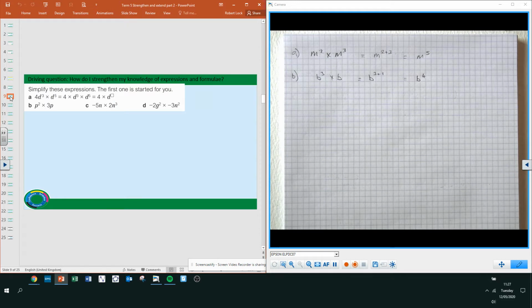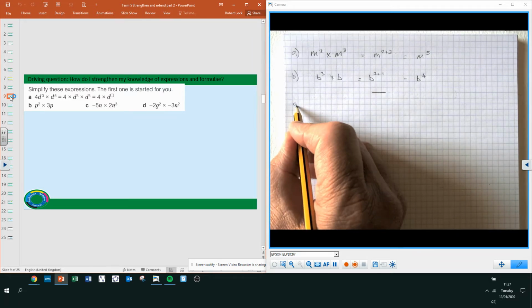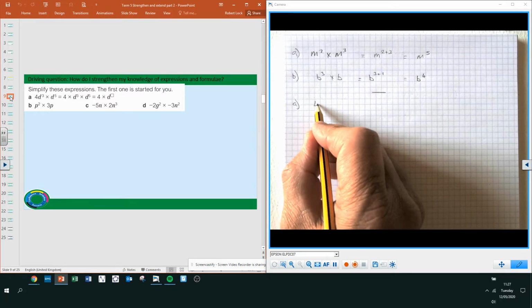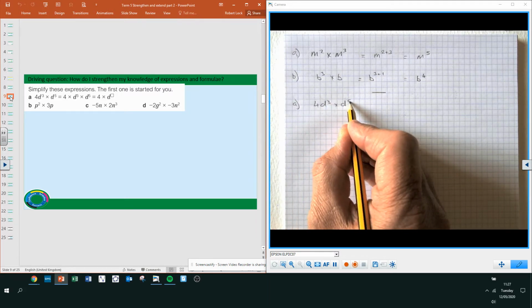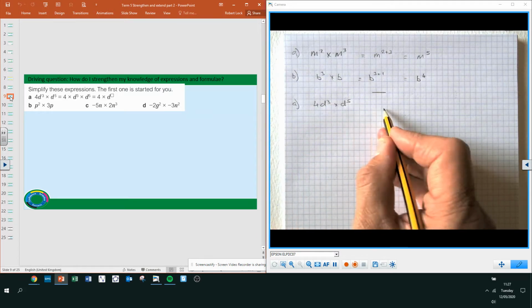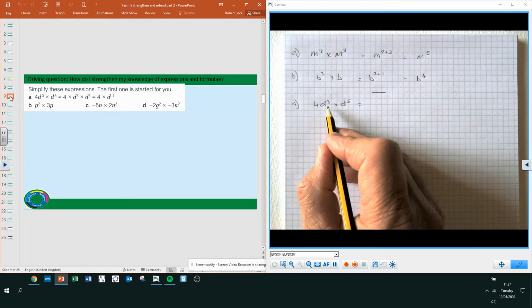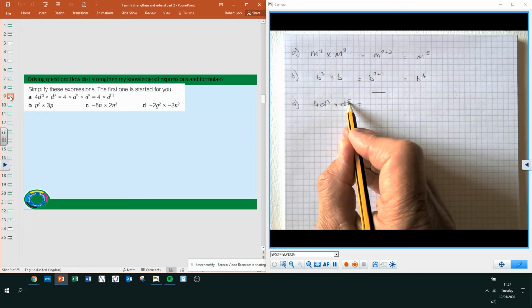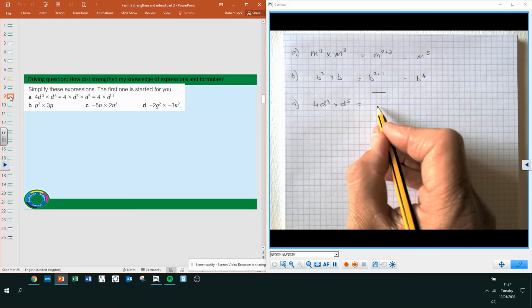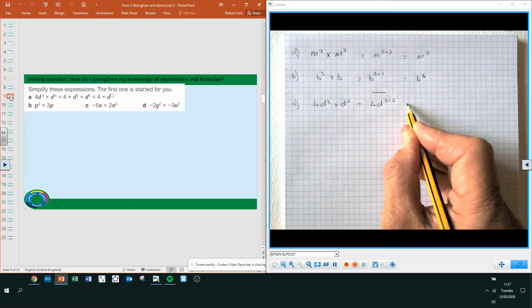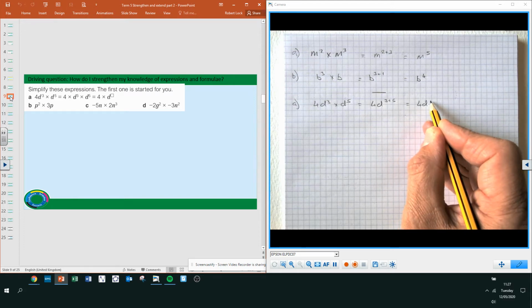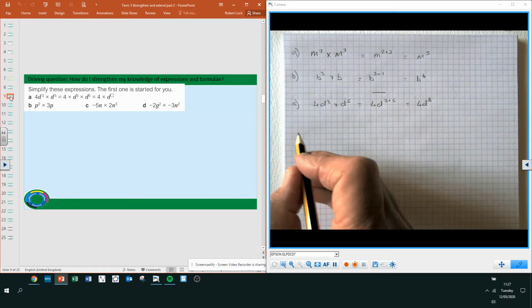Next one. Simplify these expressions. The first one has been started for you. A. So 4d cubed times d to the power 5. So here, d to the power 3, d to the power 5, adding the powers together. So we should end up with 4d to the power 3 plus 5 equals 4d to the power 8.